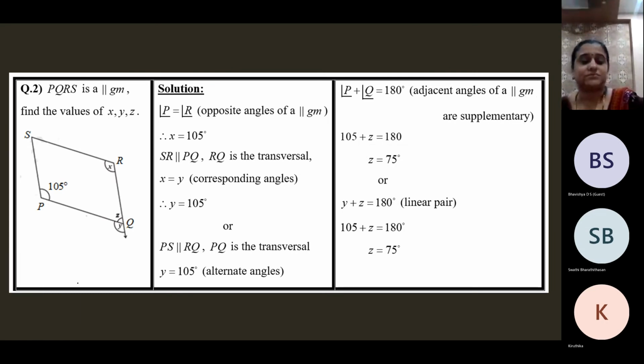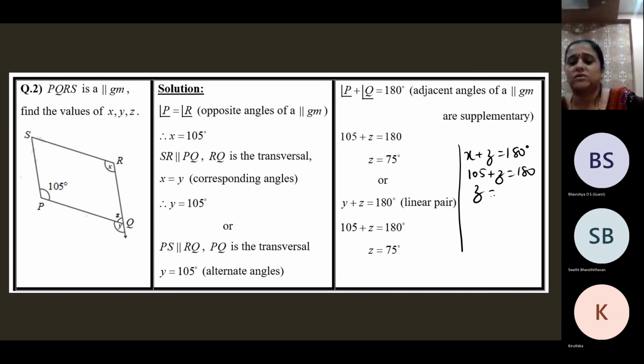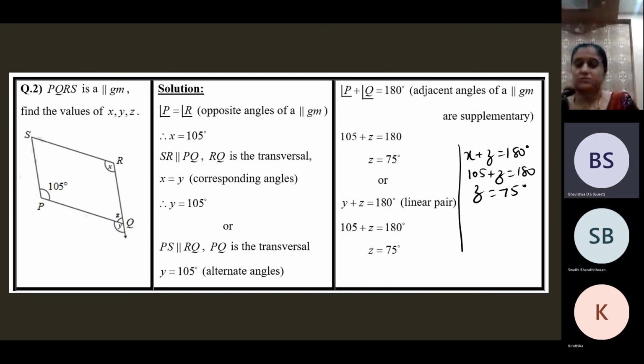Linear pair. Or you can also find Z like this. X plus Z is equal to 180. Same reason, adjacent angles are supplementary. How much is X? 105. Plus Z is equal to 180. So Z is equal to 180 minus 105, 75 degrees. So many ways of doing, you can do anything. Is it clear, children? Yes, ma'am. Clear.